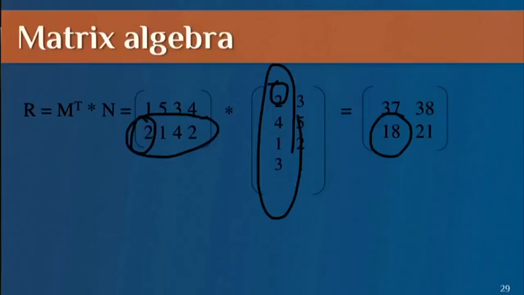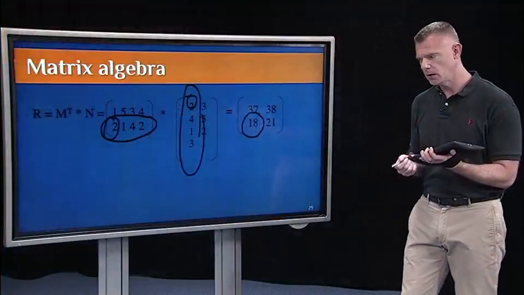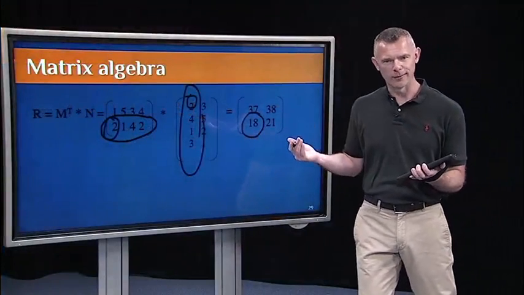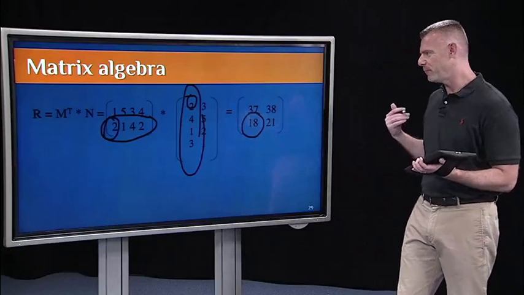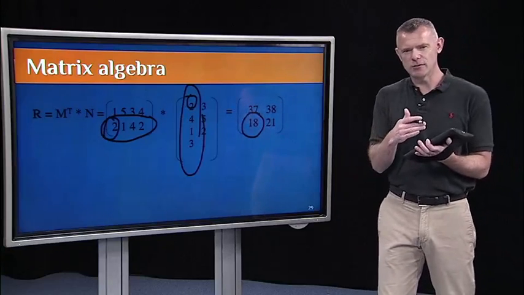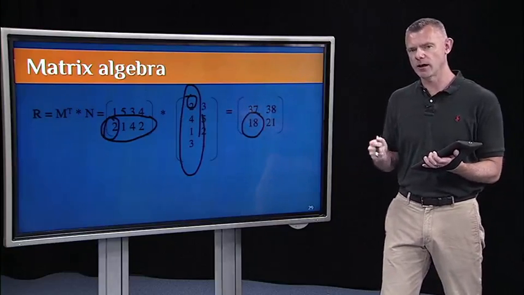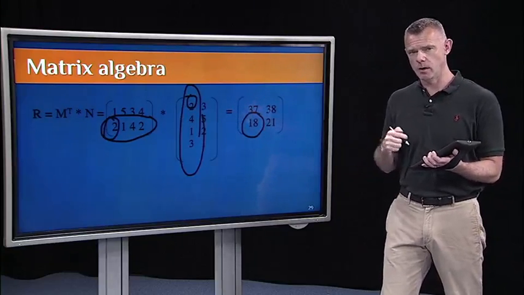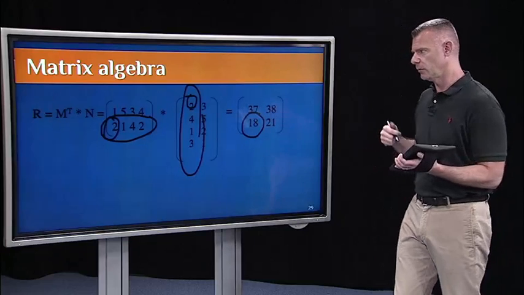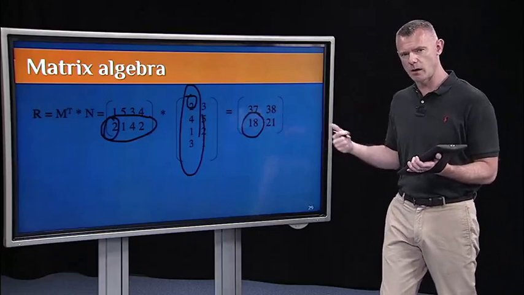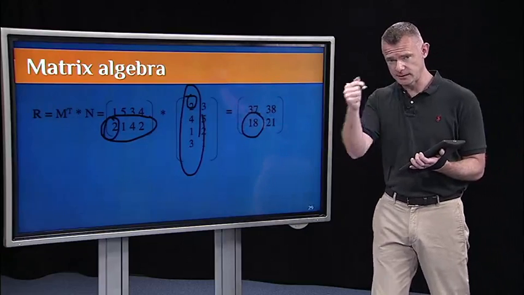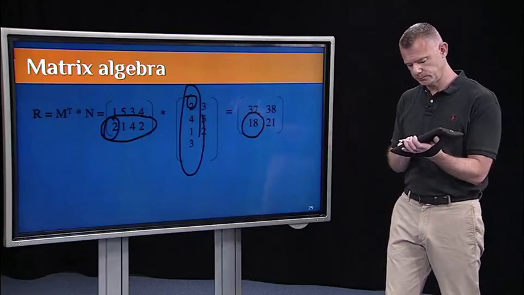Okay, that's how matrix multiplication works. Fortunately, R does this for us, right? But it's sort of essential to understand how it works so you can see how the regression coefficients are estimated when you're doing multiple regression, because this is what R is using as it estimates the regression coefficients.